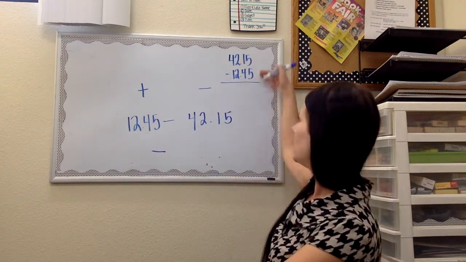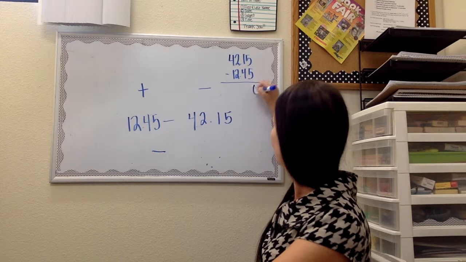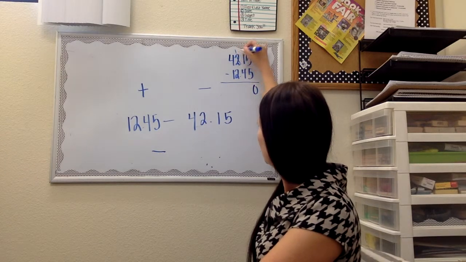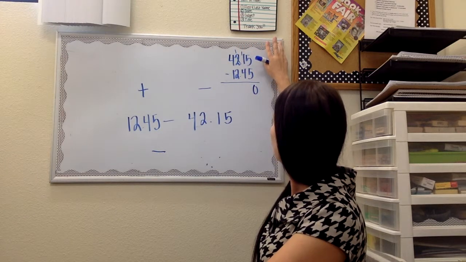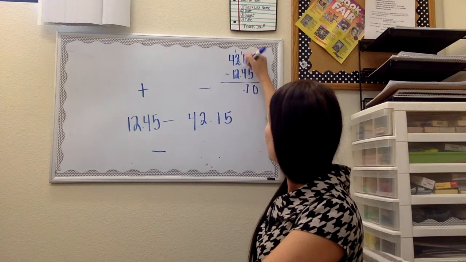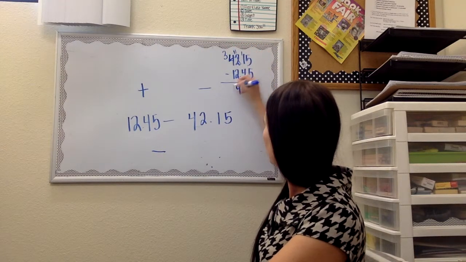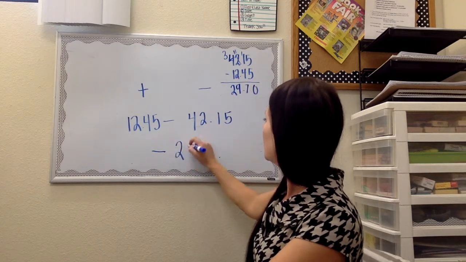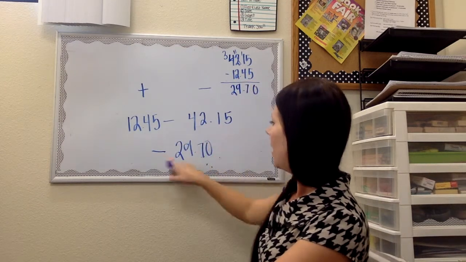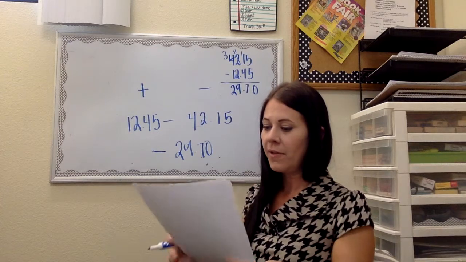So now all I need to do is finish this subtraction problem. Carry 4, 5, 6, 7, 8, 9, 10, 11. So I need to carry. So 11, 9, and 2. So 29.70, and I know that it's negative.